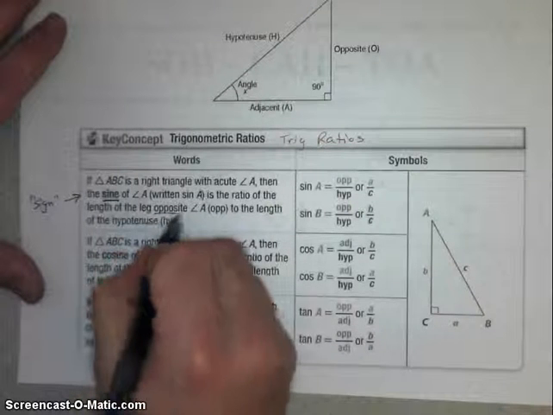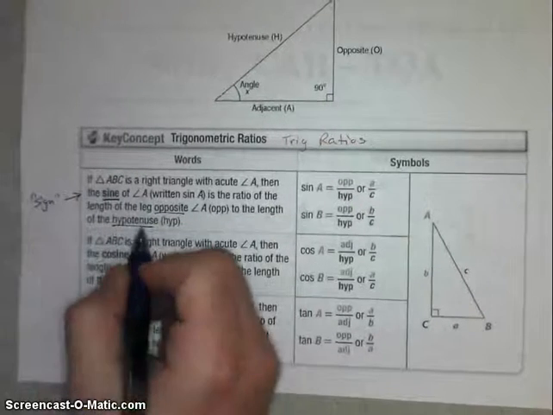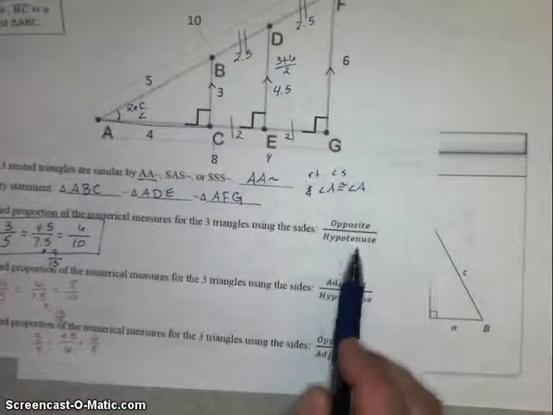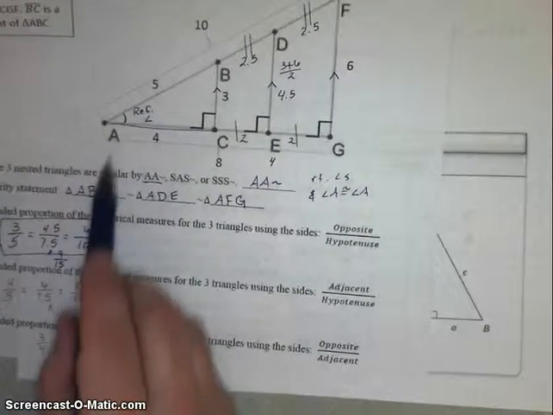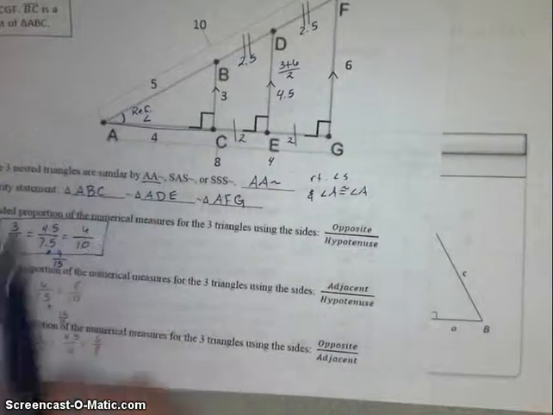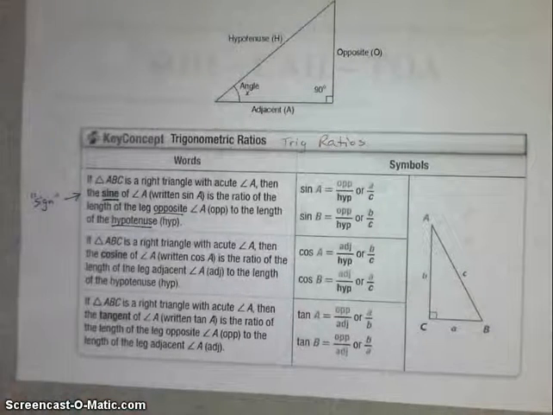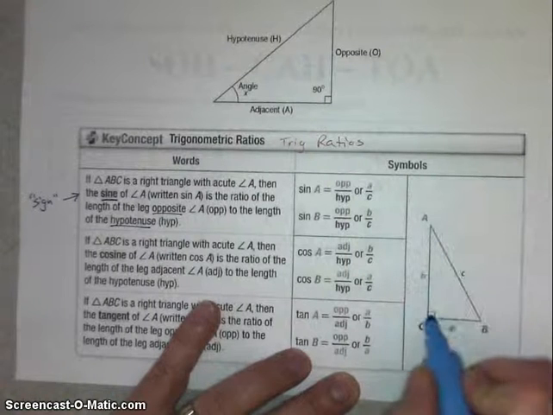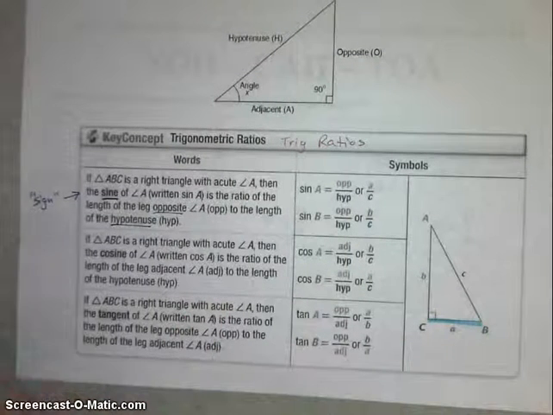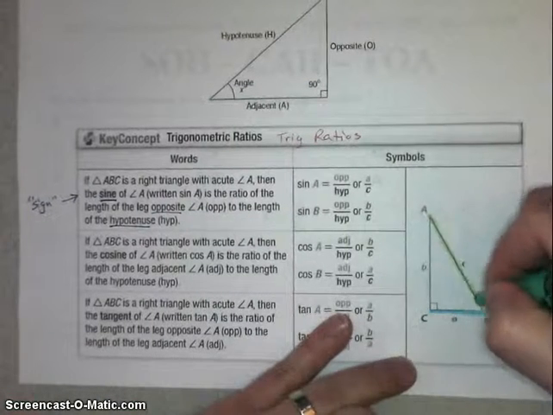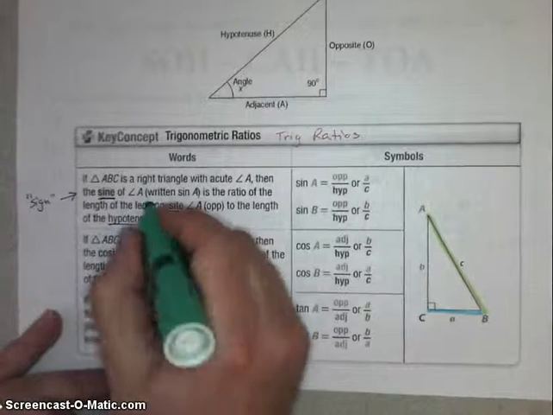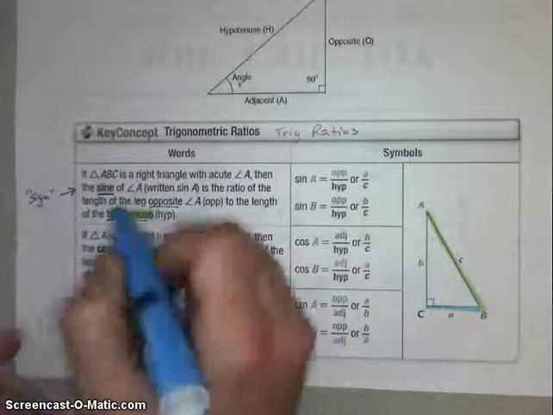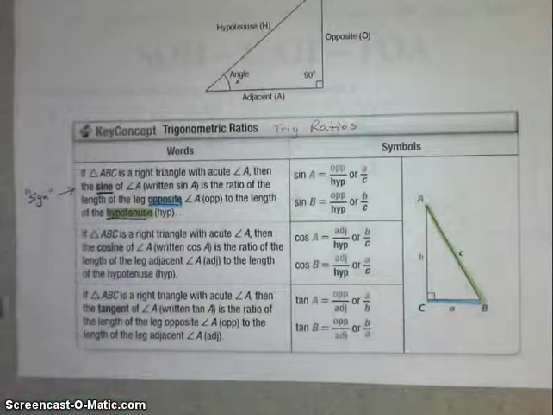Sine A is the ratio of the length of the leg that is opposite over the hypotenuse. So like we just talked about when we found opposite of our hypotenuse, these ratios are all representing the sine of angle A, the sine ratio for angle A. Okay, and so in triangle ABC, the opposite leg over the hypotenuse would give us our sine of angle A.